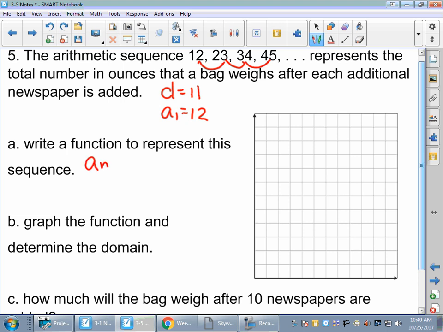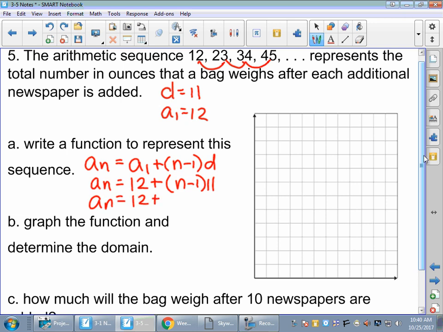So a sub n is equal to a sub 1 plus n minus 1 times d. A sub n is equal to 12 plus n minus 1 times 11. So a sub n is equal to 12 plus, distribute, 11n minus 11. And then I combine my two terms here. A sub n is equal to 11n plus 1.